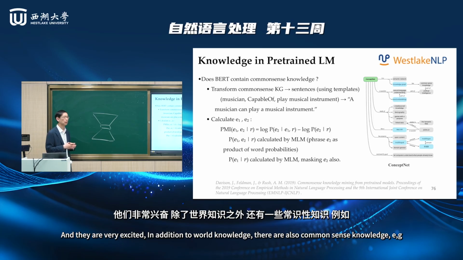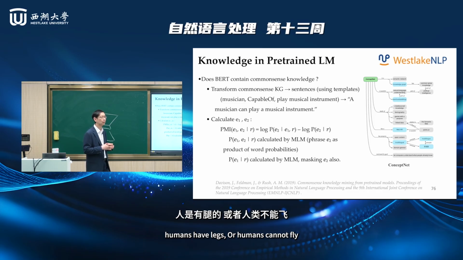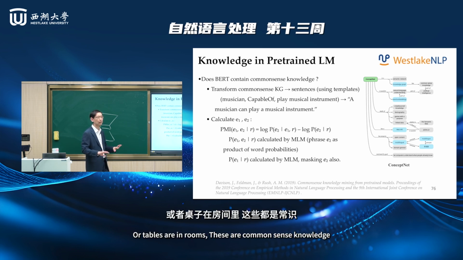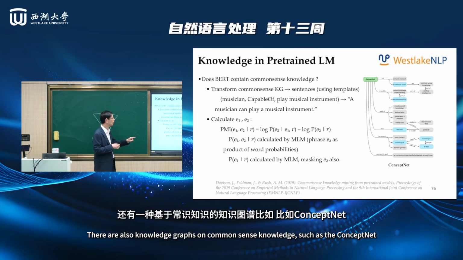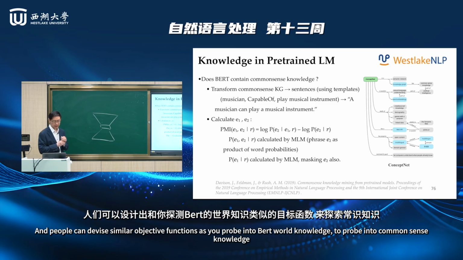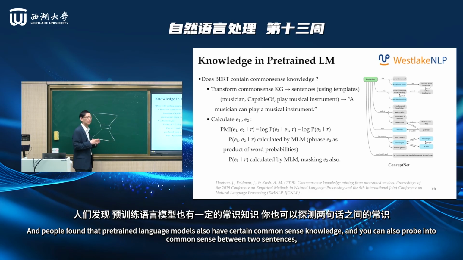In addition to world knowledge, there is also common sense knowledge. For example, humans have legs. Or humans cannot fly. Or tables are in rooms. These are common sense knowledge. There are also knowledge graphs on common sense knowledge, such as ConceptNet. It contains a lot of common sense knowledge. And people can devise similar objective functions as you probe into BERT world knowledge to probe into common sense knowledge. And people found that pre-trained language models also have certain common sense knowledge.